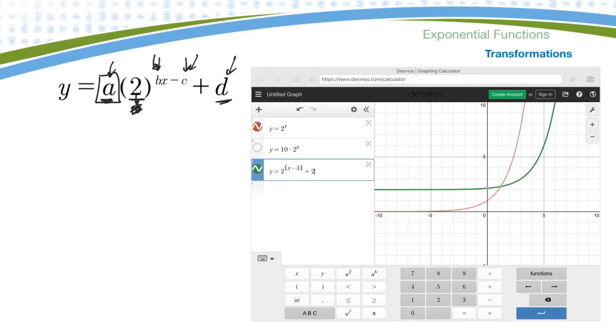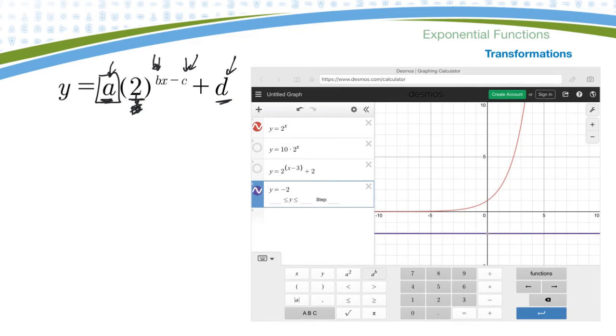Okay, let's hide this one, and let's take our first one. What I'm going to do is put a negative number in the front. y is equal to negative 2 to the x. See how that does exactly, hopefully, what you thought. The negative out front in the a spot reflects things over the x-axis.